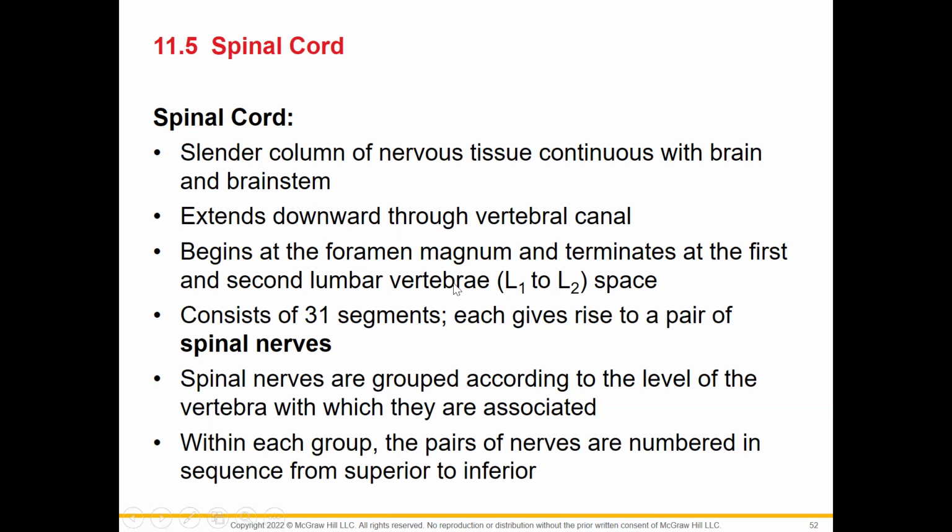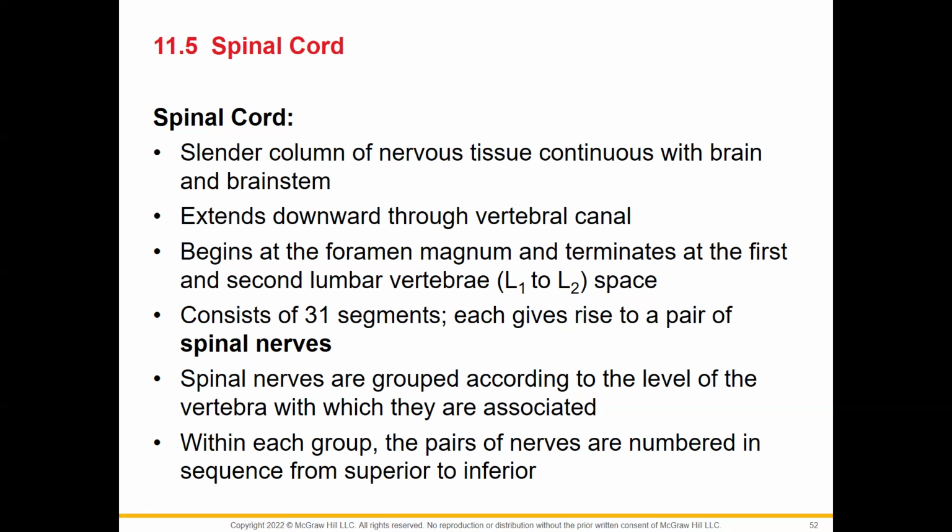The spinal cord begins at the foramen magnum and terminates at the level of L1 to L2, so the first and second lumbar vertebrae. Somewhere in that area, you'll find the end of the spinal cord. The spinal cord consists of 31 segments.